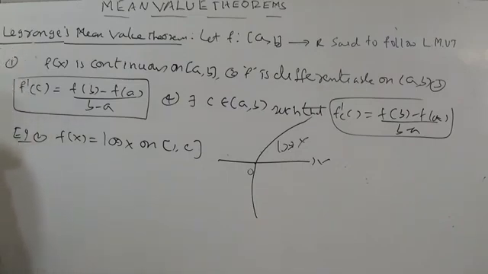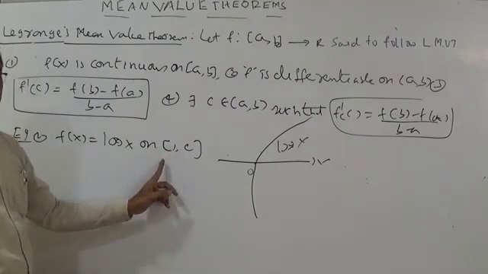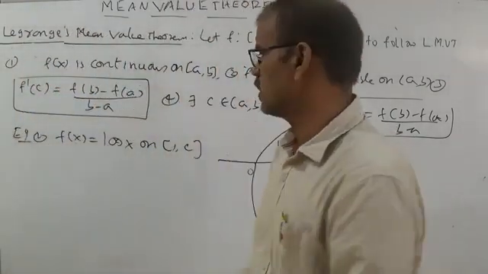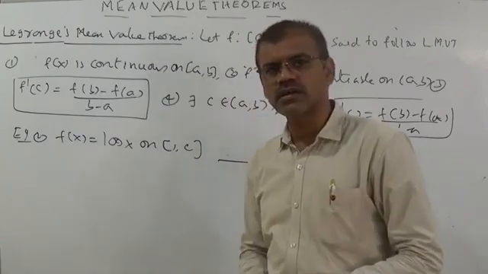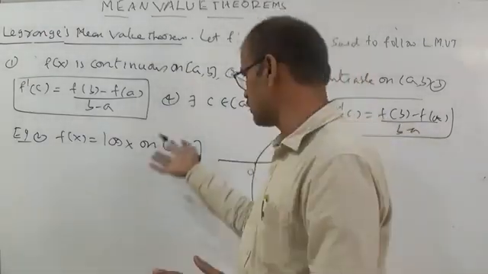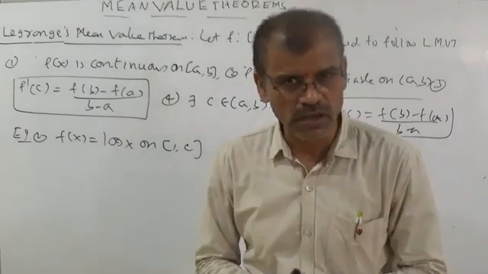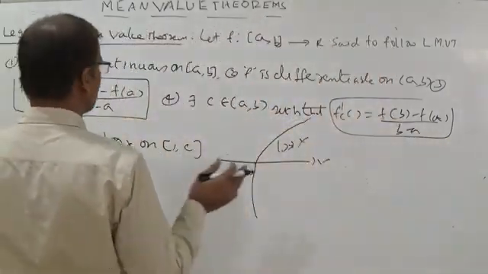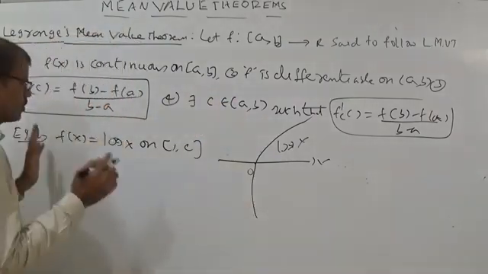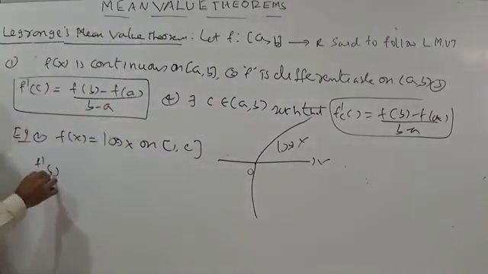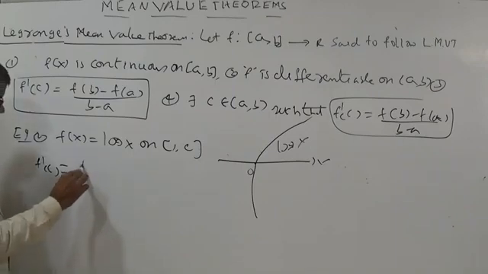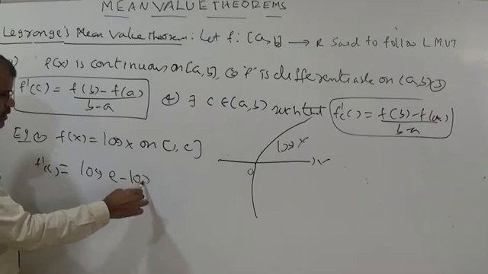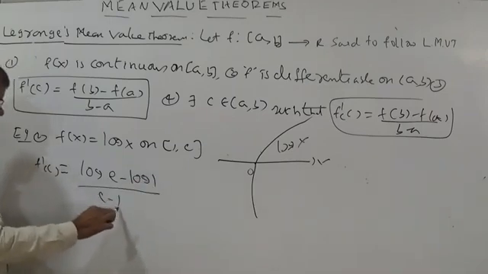Next, differentiable. Whenever the domain is given as positive, no need to worry about the domain, because log is not defined for negative numbers. Here only positive numbers are given, so 100% logarithm x is differentiable here. No need to prove and no need to worry about the intervals. Now we should calculate f dash c. f dash c is equal to f of b minus f of a over b minus a. So here you can write log e minus log 1 by e minus 1.